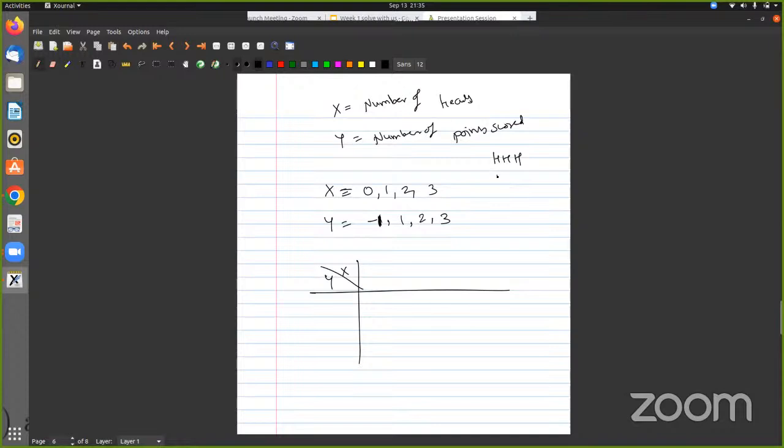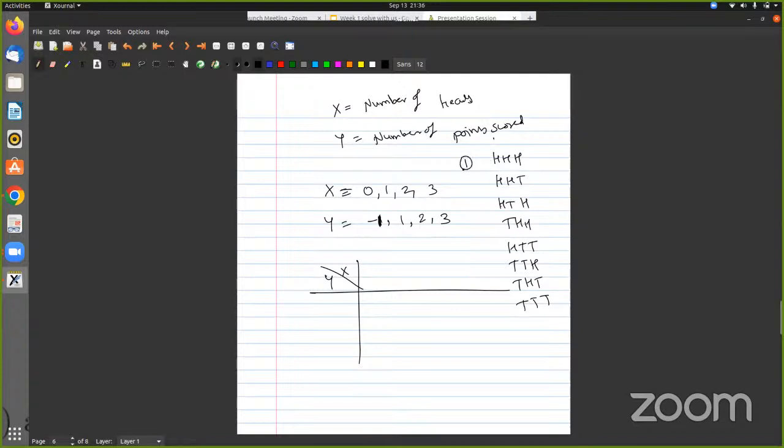So how many outcomes are there? There will be 8 outcomes, right? HTT, TTH, and TTT. 1, 2, 3, 4, 5, 6, 7. One more is there. THT and TTT.